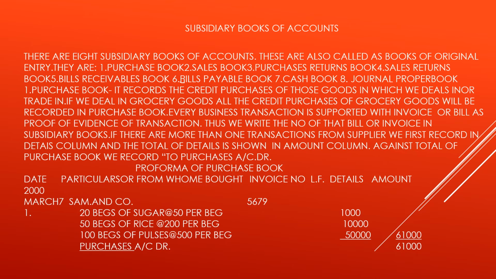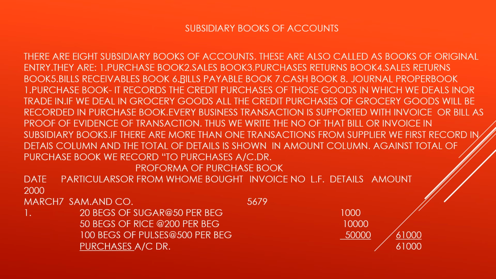The next is 50 bags of rice at ₹200 per bag, 10,000. The last one is 100 bags of pulses at ₹500 per bag, 50,000. The total of detail column is coming 61,000, which we are showing in amount column. And for the total of purchases, 61,000, we are writing purchases account debit.